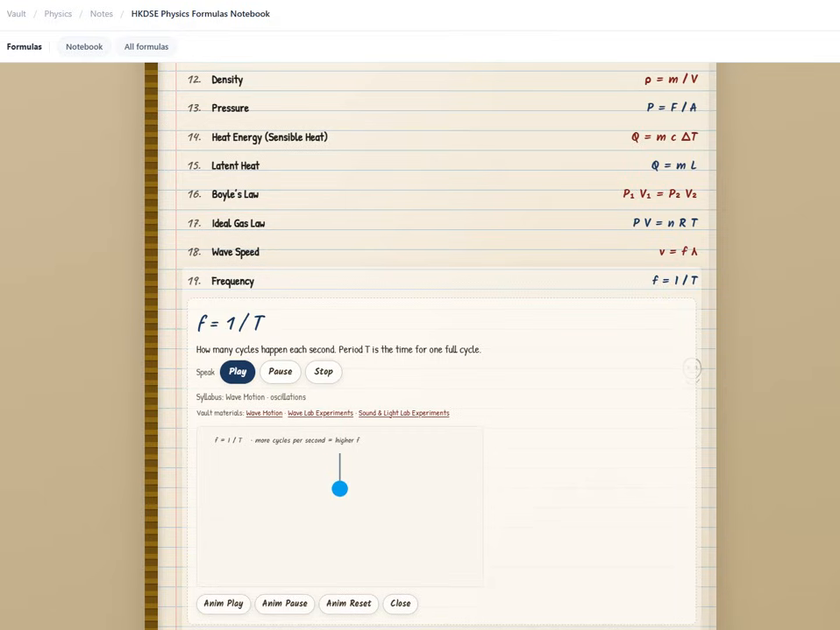Frequency, f equals 1 over T. How many cycles happen each second? Period T is the time for one full cycle. Faster oscillation means higher frequency and shorter period.